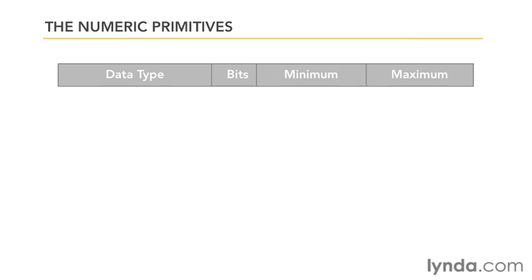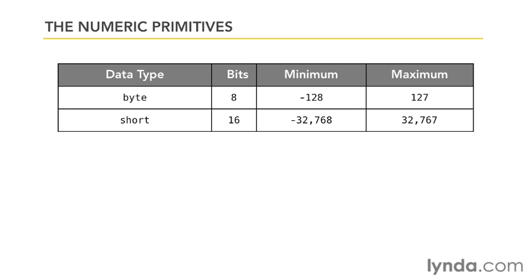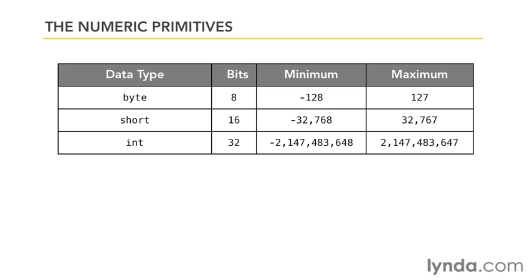Here are the numeric primitive data types. The byte data type takes 8 bits and can represent numbers starting at -128 and going to a maximum of 127. The short integer takes 16 bits and has much greater range. And the most commonly used integer data type, int, takes 32 bits of memory and has a minimum and maximum of over 2 billion in each direction.